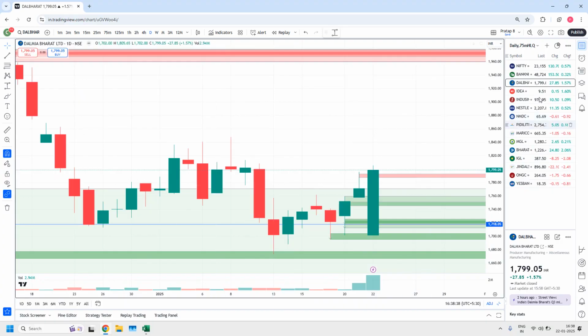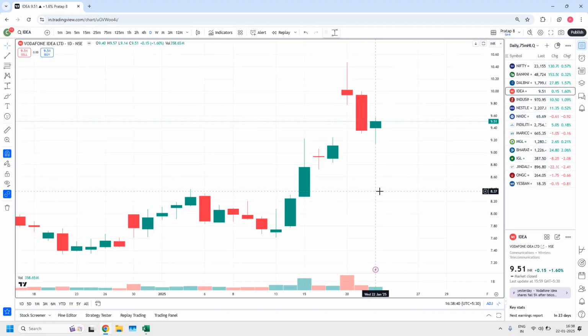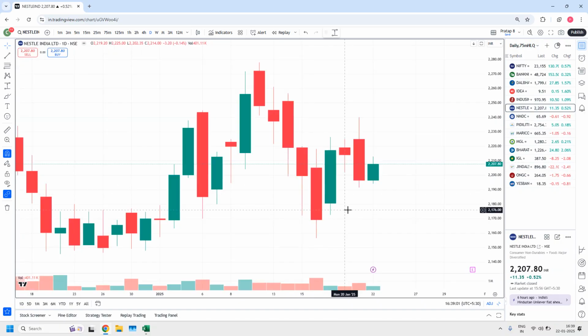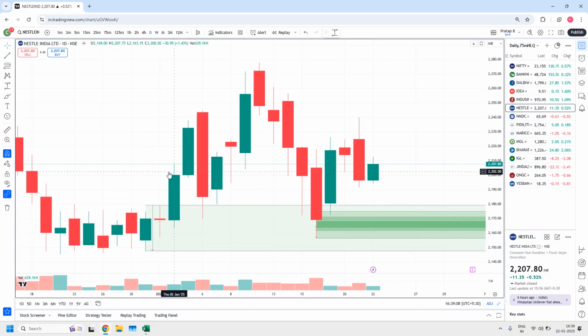Dalmia Bharat already we discussed. Idea. This is a daily high. All these are high liquidity daily demand zones. Rally base rally with pro gap. We have fine tuned zones here. Today price did not enter into that area. IndusInd Bank we already discussed. Next one is Nestle. Here rally base rally. We have fine tuned zones here. See today's candle, prices did not enter.